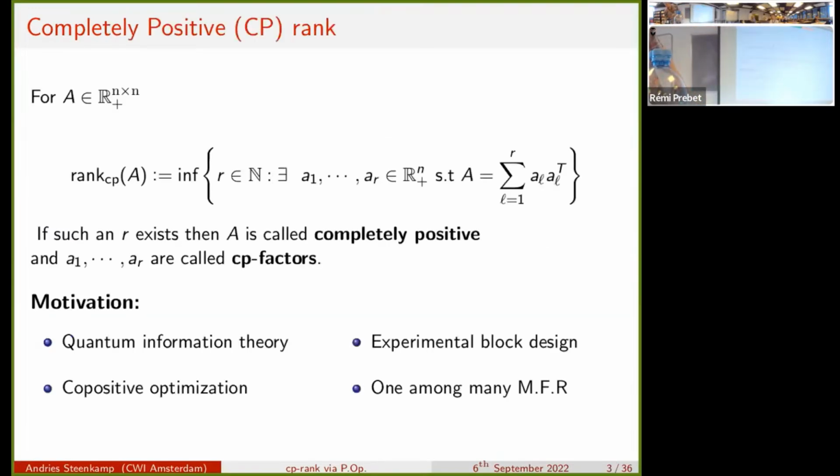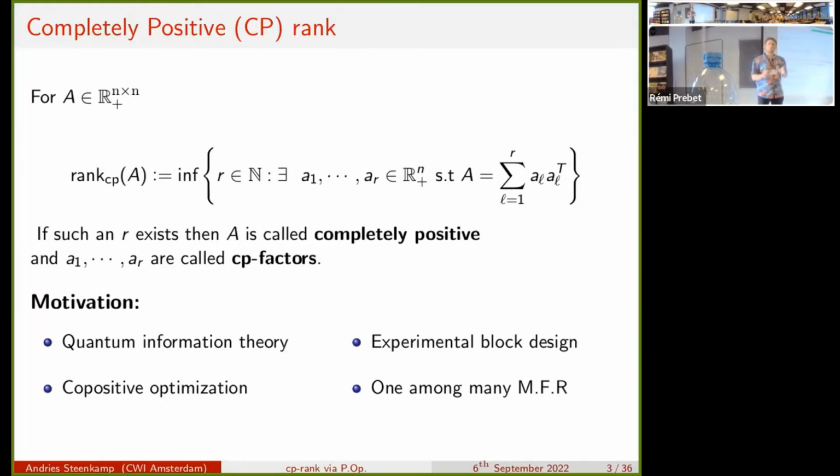So, step one, what is the completely positive rank of a matrix? You're given an n by n non-negative matrix. The rank CP is the smallest integer r such that you can find non-negative factors a1 to ar of length n, such that you can represent your matrix A in this symmetric factorization.